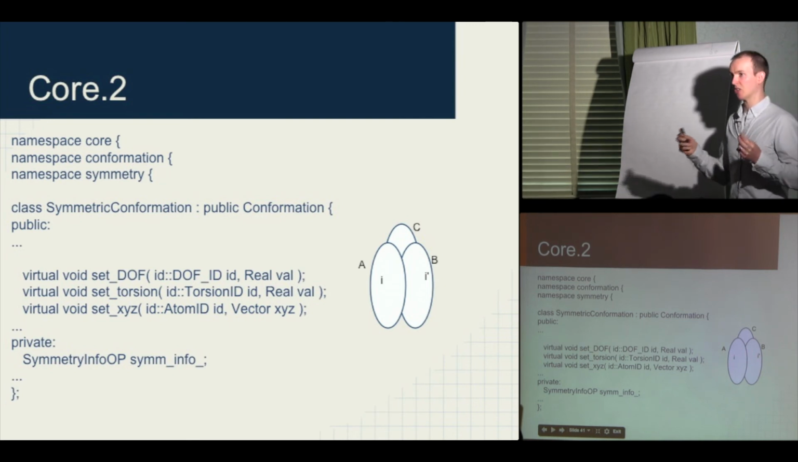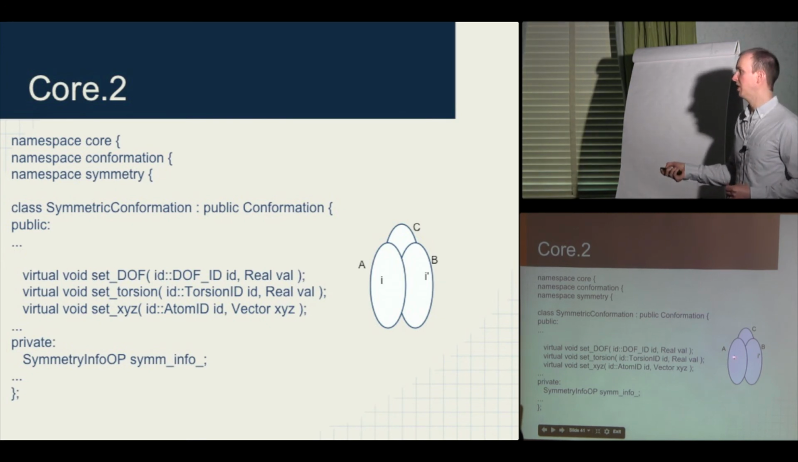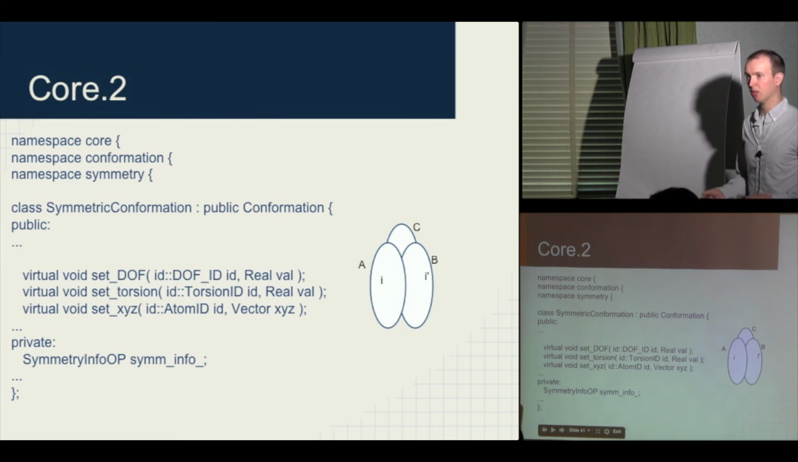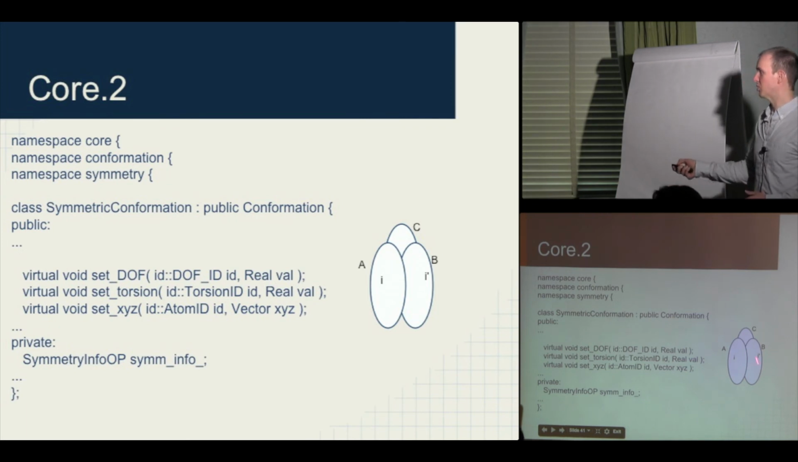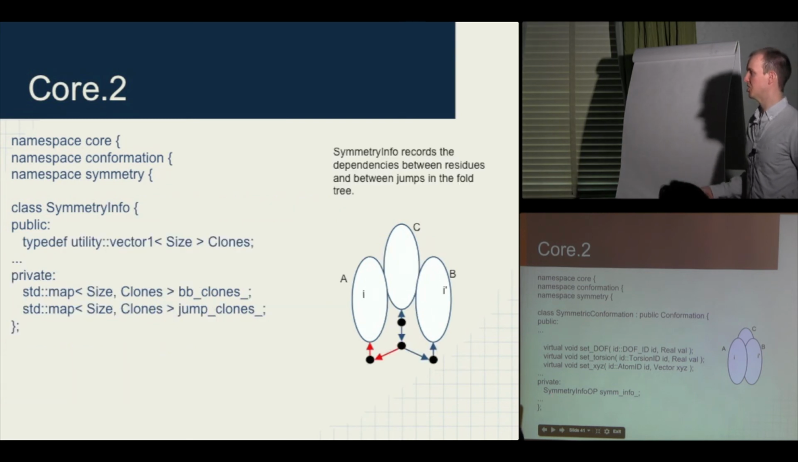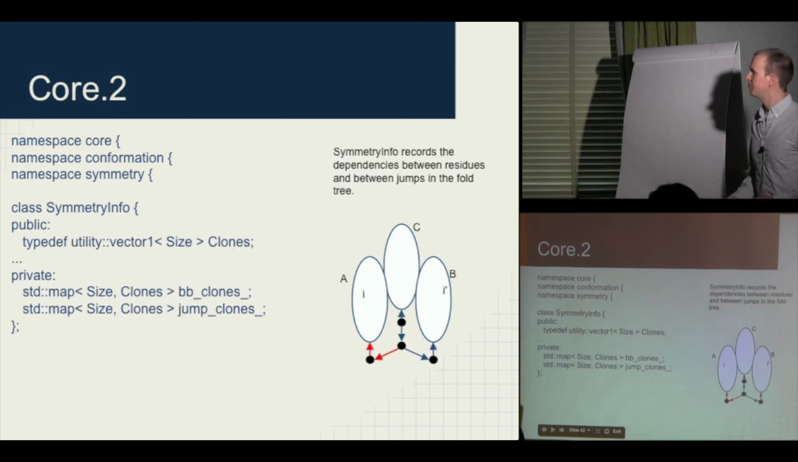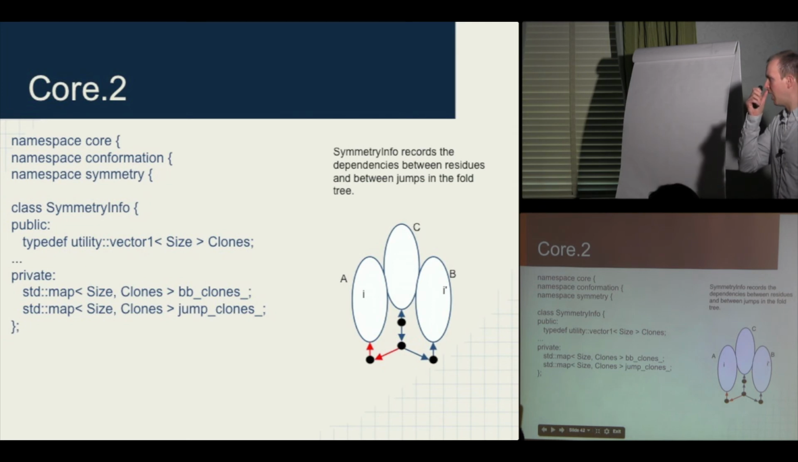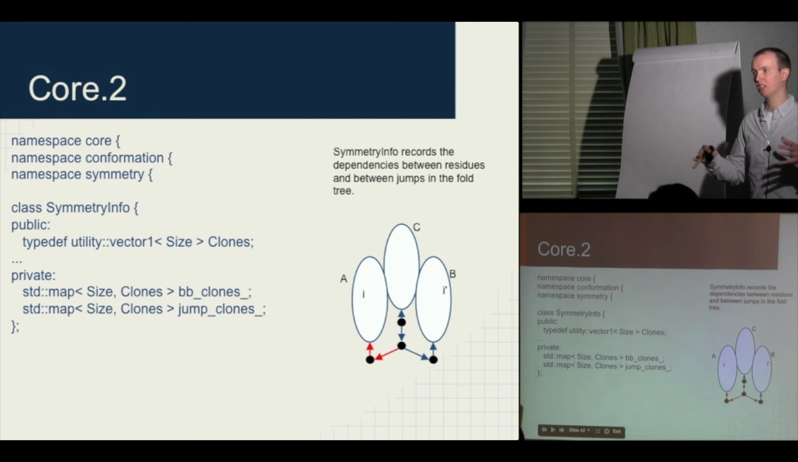So it makes sure that there's consistency between the internal degrees of freedom for the A subunit, the B subunit, and the C subunit. And that's how symmetry is implemented in Rosetta. These subunits are still present. They're not implicitly represented. They're explicitly represented, but you only have the power to change the asymmetric unit. And this information is managed in the sim-info object.